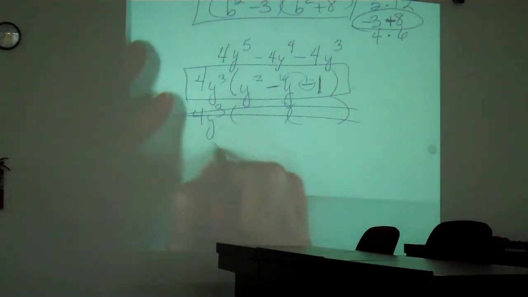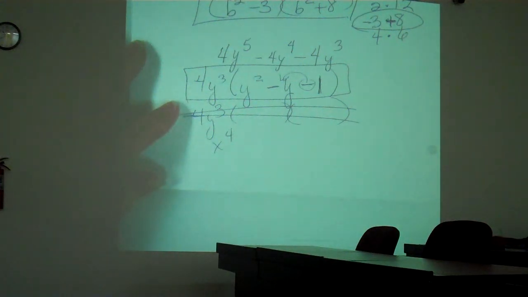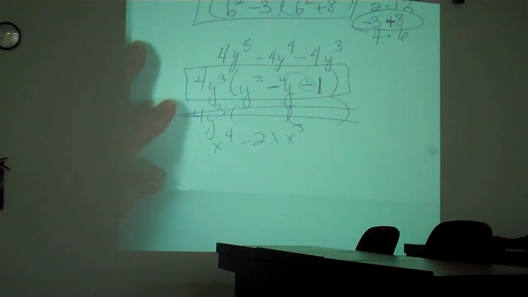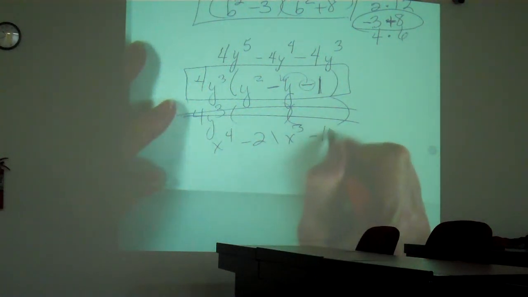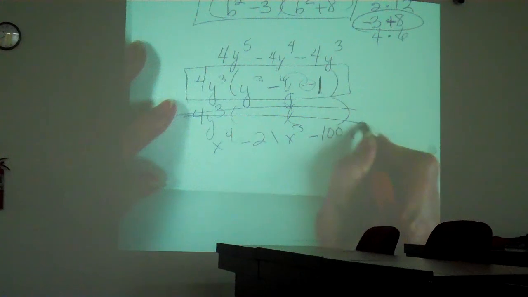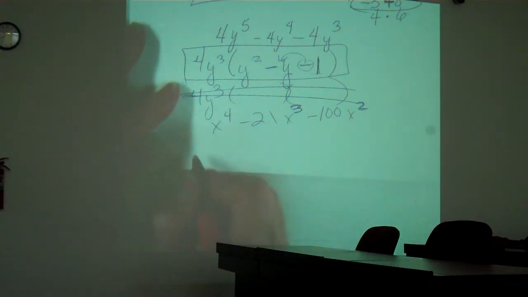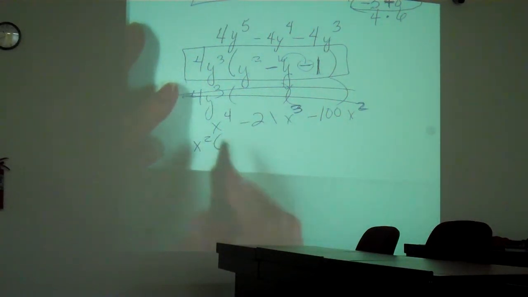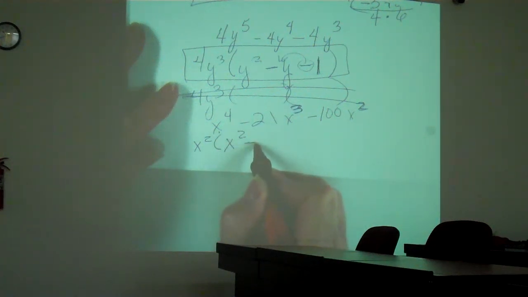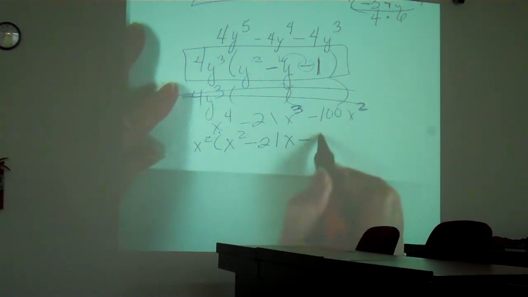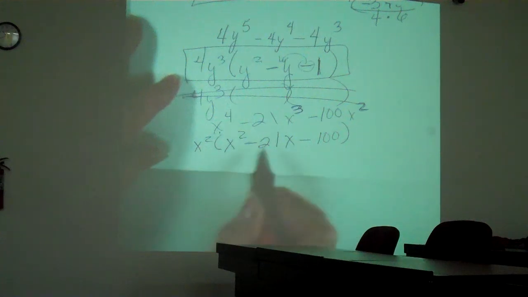Okay, let's do one. x to the 4th minus 21x to the 3rd power minus 100x squared. Okay. Do they have anything in common? x squared. First term, x squared. Second, minus 21x. Third, minus 100. Okay, let's see if this will factor.